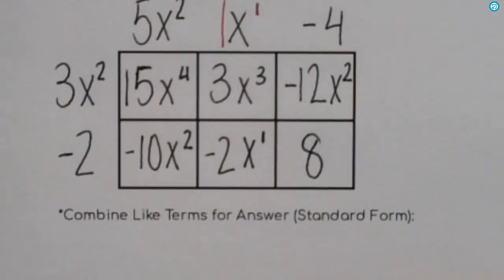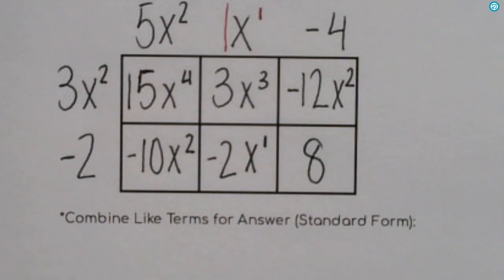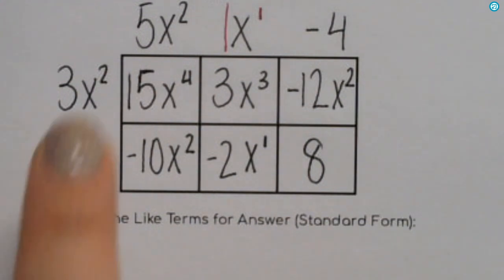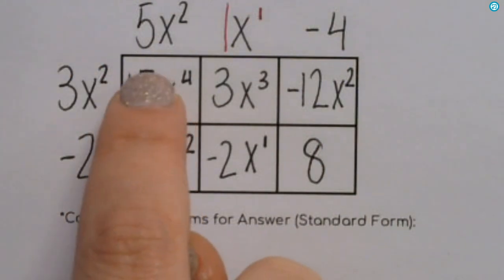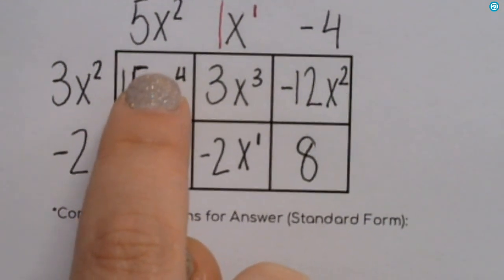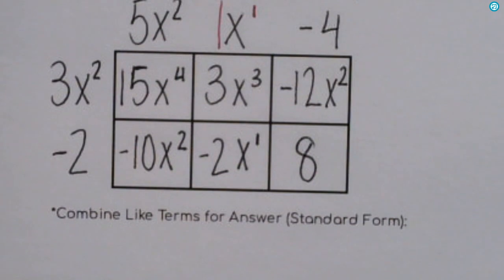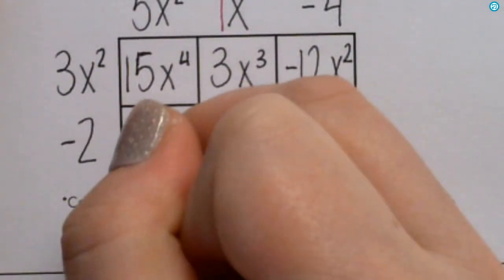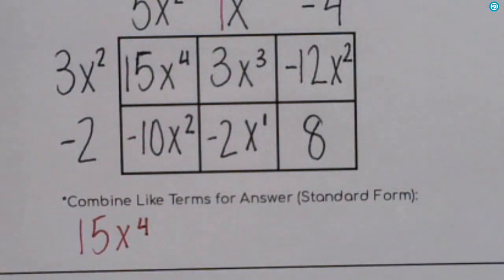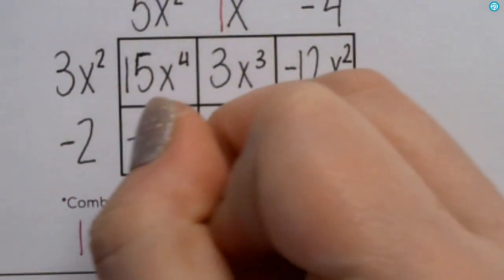Like I said, the top left corner should always be your highest exponent because we have it set up that if we go from high to low here and go from high to low here, then the highest of all of your answer parts is going to be in the top left box. So that 15x to the fourth, there's nobody it can combine with. Then this 3x cubed, there's nobody it can combine with. So it stays by itself too.